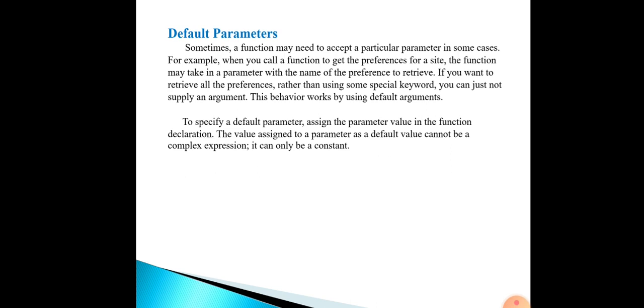For example, when you call a function to get the preferences for a site, the function may take in a parameter with the name of the preference to retrieve. If you want to retrieve all the preferences rather than using some special keyword, you can just not supply an argument. This behavior works by using default arguments.